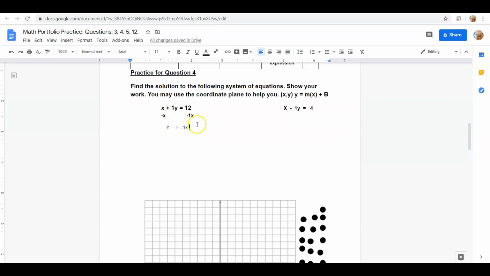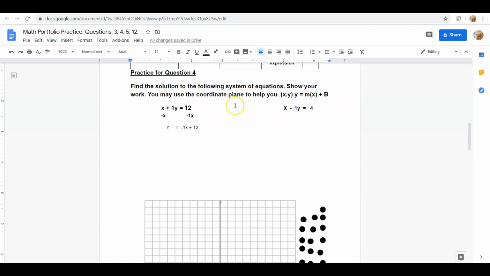So you minus x on both sides. These two cancel out. My y drops down. My equal sign drops down. And I need to take these two integers and put them down here and rewrite them like a sentence. So the reason I put my negative 1x first is because here it says y equals a number or the slope times x. Here's a number times x. And then plus b, or plus the y-intercept, is going to be plus 12.